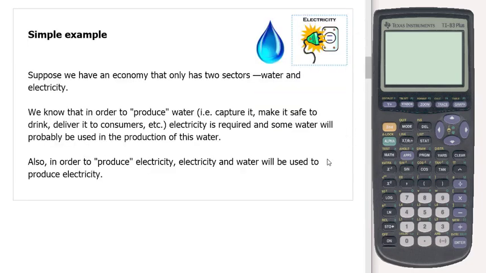Let's look at a really simple example, one where we only have two sectors in our economy, water and electricity. In order to produce water, and by produce water, I mean capture it, make it safe to drink, and deliver it to consumers, electricity is going to be required. And some water will probably be used in the production of this water. Also, in order to produce electricity, water will also be used. So here we have this interrelated scenario.